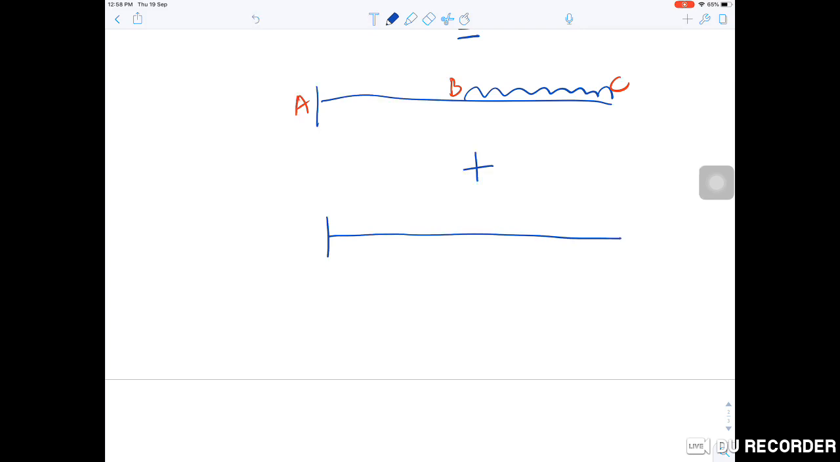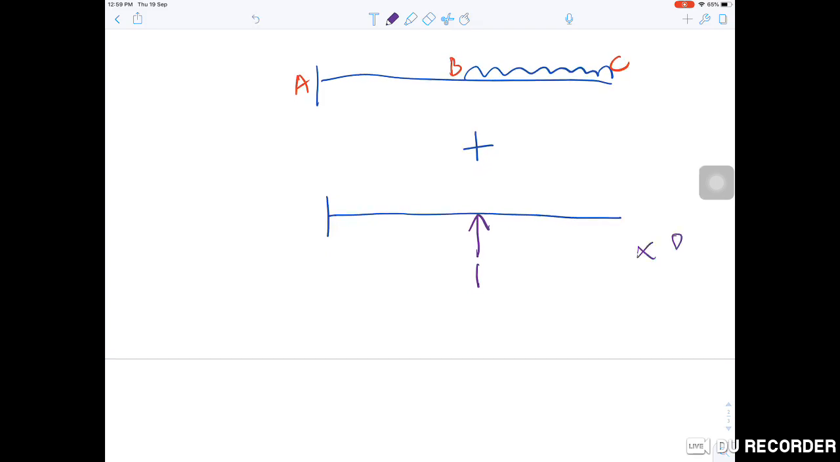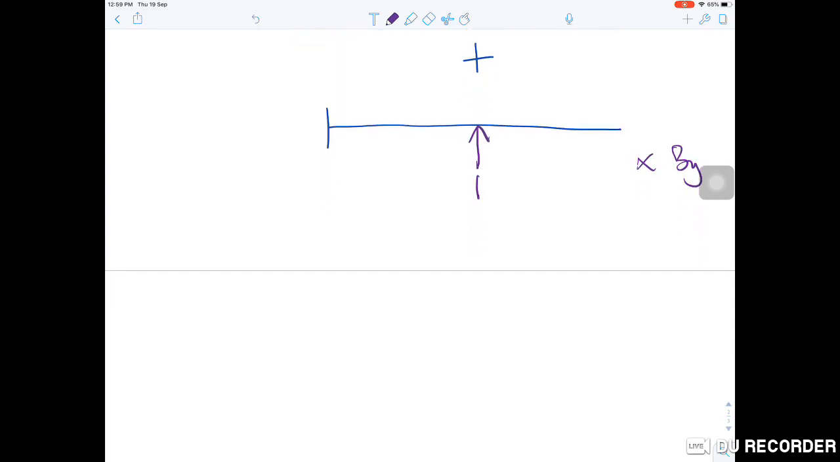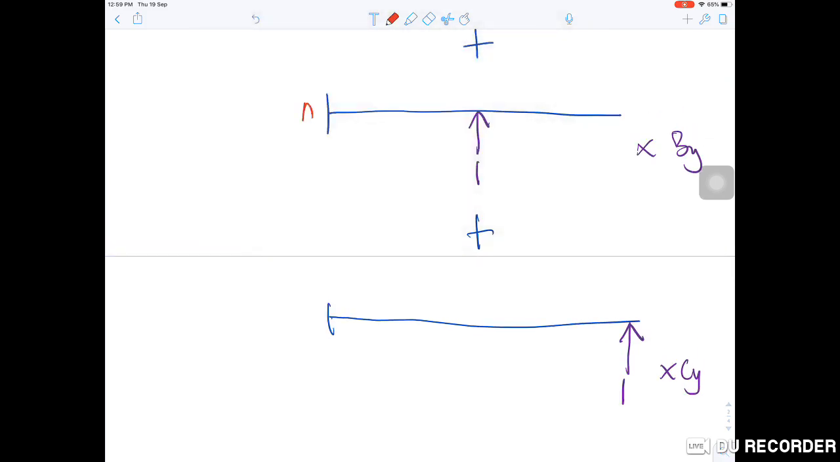redundant By applied means a cantilever beam subjected to a unit value of By, plus a cantilever beam subjected to a unit value of Cy. This is A, B, C, A, B, C.